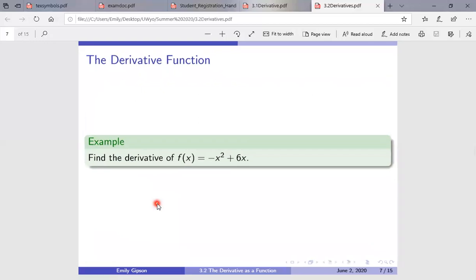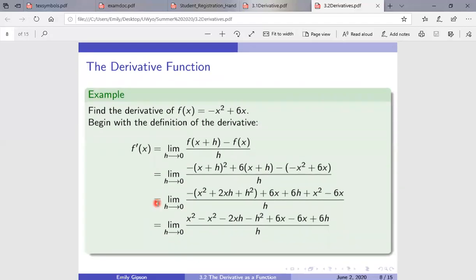So let's do an example. Find the derivative of f of x equals negative x squared plus 6x. And I'll go ahead and let you pause and come back to me. So you've paused, you've come back, hopefully you've gotten far. If not, that's totally okay. So the question is, find the derivative of f of x equals negative x squared plus 6x.